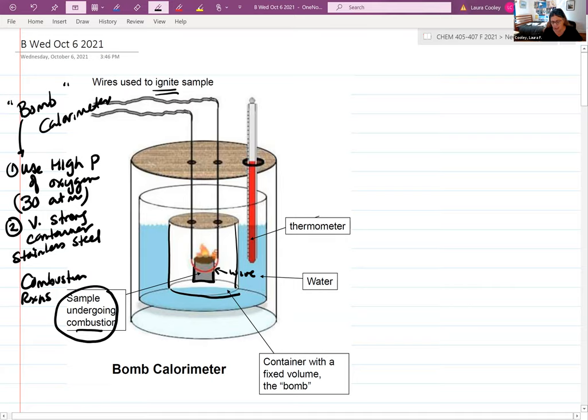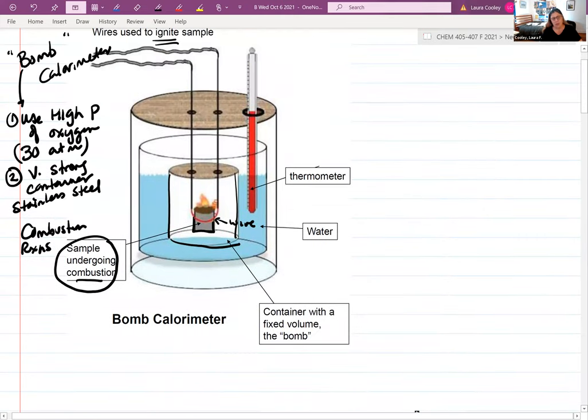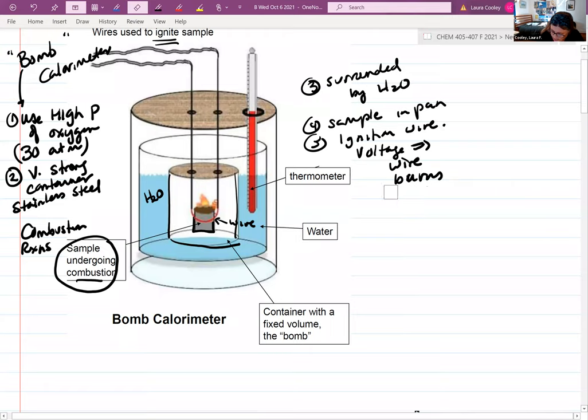And then that whole thing is put inside this other outer container here. And then in between there and the walls, you have water. So this is filled with water. So that's what that nice blue thing is. That's the water bath. Okay, so it's surrounded by water, and you have the sample in the pan, and then you have this ignition wire. So when you apply the voltage, the wire basically burns. It gives a spark to start the reaction.